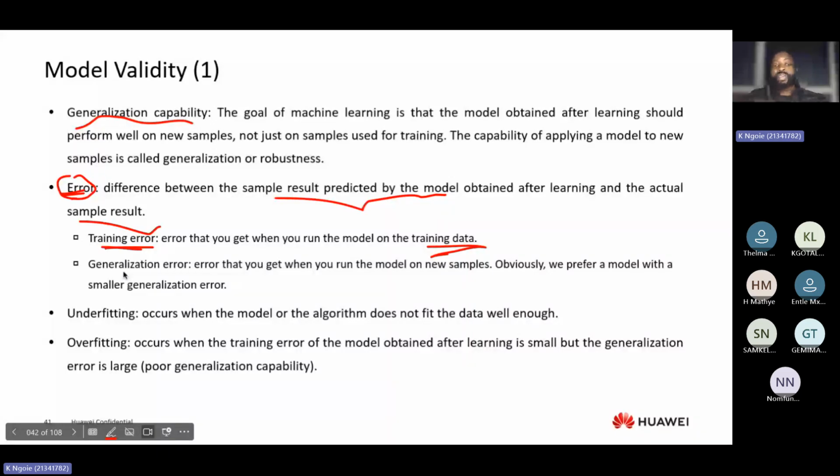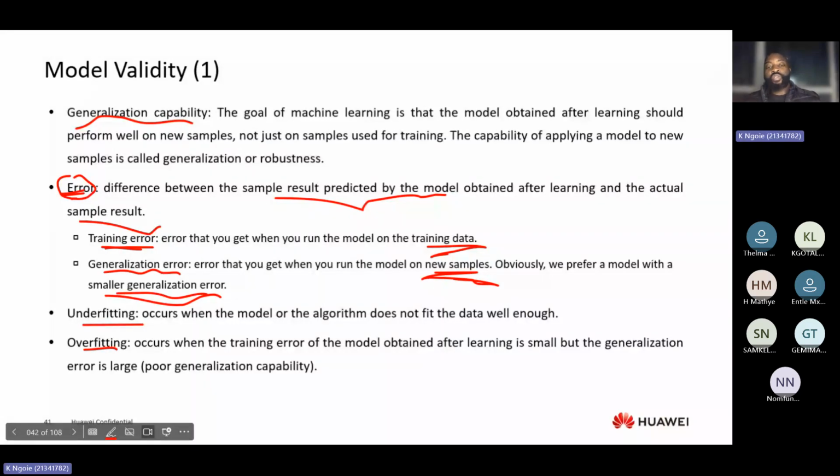And then we can have a generalization error, which is an error that we obtain while we're using new samples on our model. So the best model will have a very small generalization error. Okay, so now we're going to have two problems. We call them underfitting and overfitting. This comes as you're training your model. That's why we were saying you have to be careful with what type of data you are using, because sometimes you may end up having an overfitting or underfitting model.